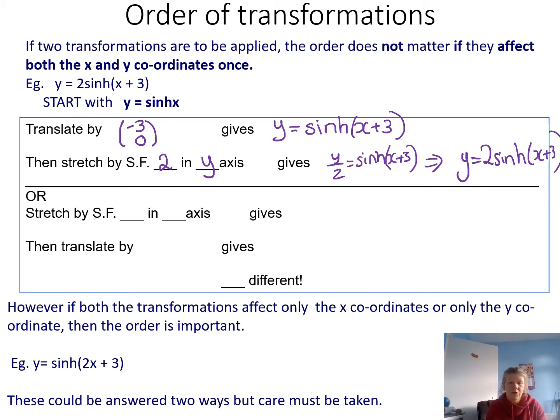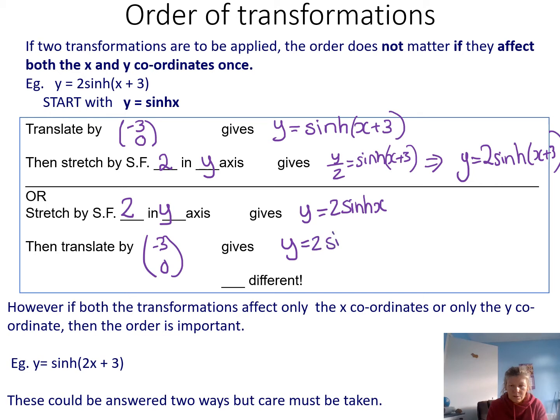That's the answer. If you'd gone the other way, it didn't matter. If you started off with the stretch by scale factor 2 in the y, you'd start with y over 2, so you get 2 sinh x. Then you've gone on and translated by minus 3, 0. You replace the x with x take 3. There is no difference which way around you go.